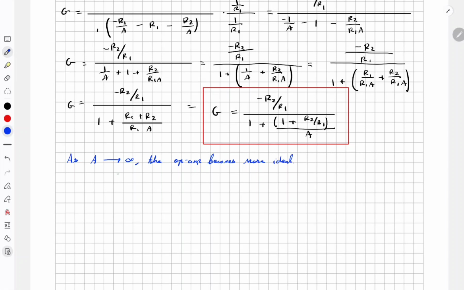So as the op amp becomes more ideal, we say limit as A goes to infinity of negative R2 over R1 divided by 1 plus R2 over R1 divided by A. If you plug in infinity here, then this whole term goes to 0. So 0 plus 1 is 1. Then it's just equal to negative R2 over R1. So as the op amp becomes more and more ideal, you start approaching negative R2 divided by R1.